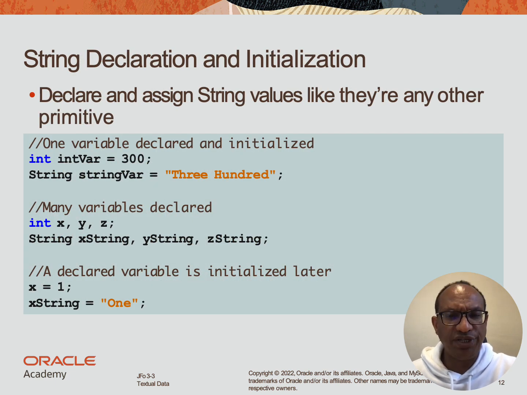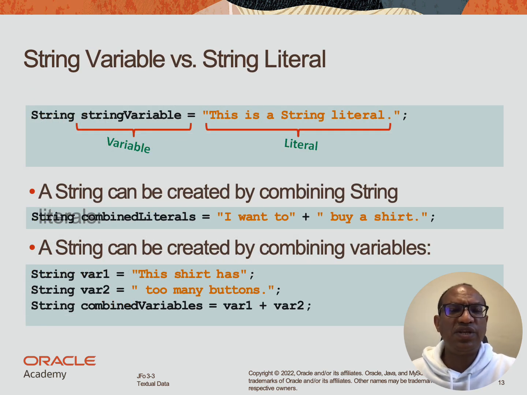Even though strings are objects, we declare and assign them just like primitives. You can also declare multiple variables at once. A string can be made by combining literals or variables. You can mix and match this to build a complete sentence.